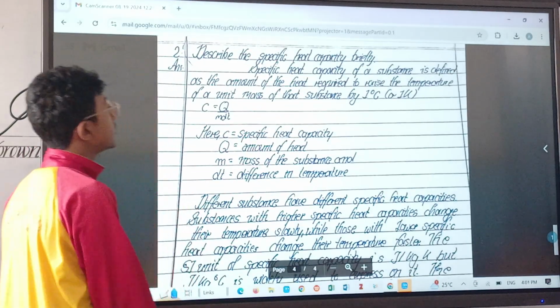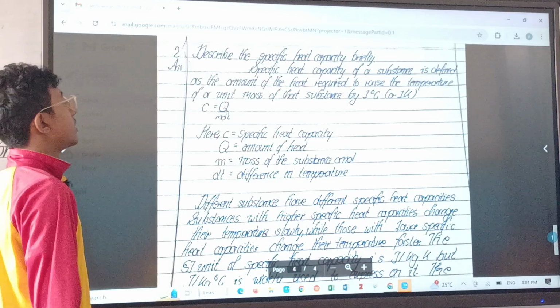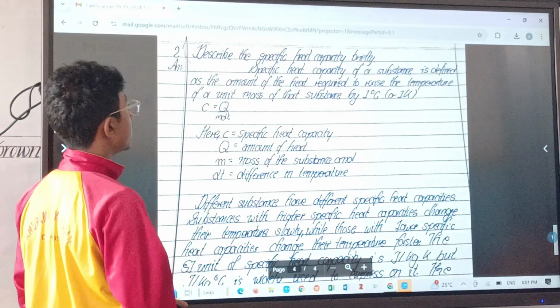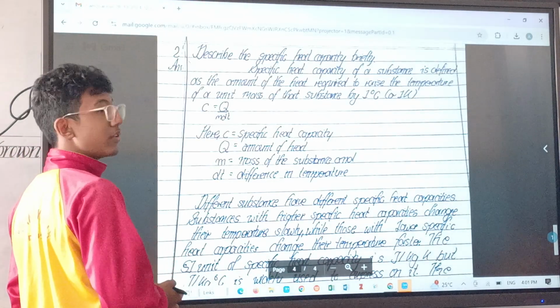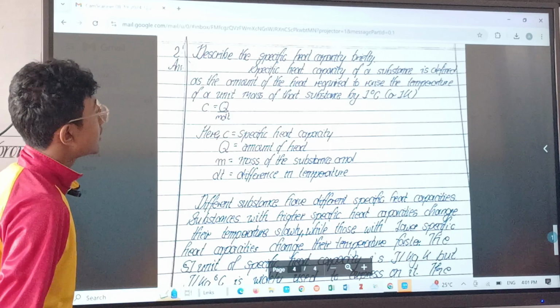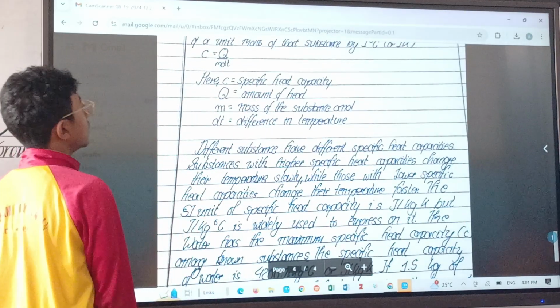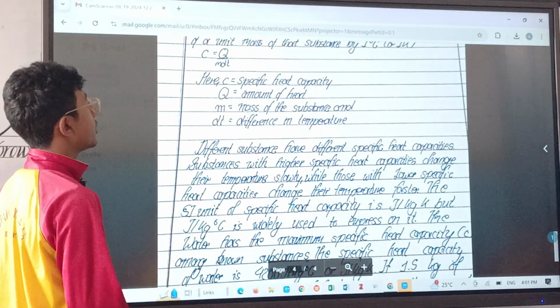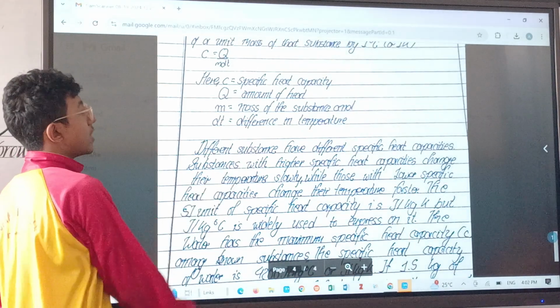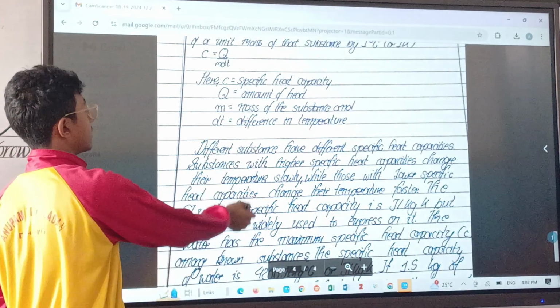Next one is: describe specific heat capacity briefly. Specific heat capacity of a substance is defined as the amount of heat required to raise the temperature of a unit mass of the substance by 1 degree Celsius or 1 Kelvin. There is a formula C = Q/(m dt). Here C is specific heat capacity and Q is the amount of heat. m is the mass of the substance and dt is the difference in temperature.